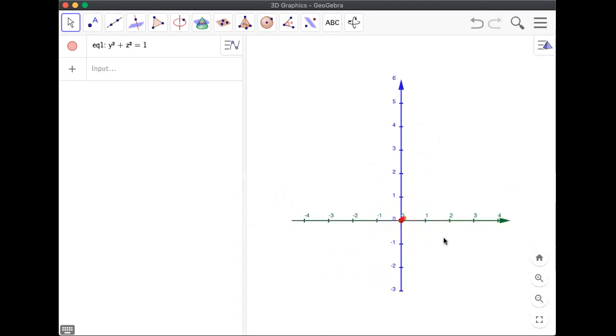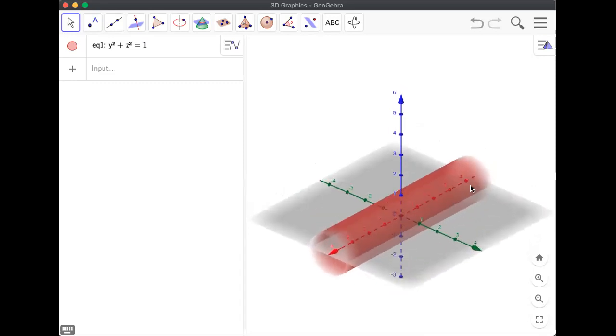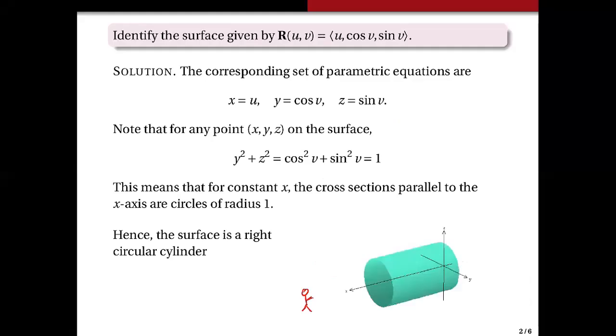If you look at the front, you have your z and y plane, so you should see this circle here. And this right circular cylinder is parallel to your x-axis. So let's go back to our slide. Any questions for our first problem?